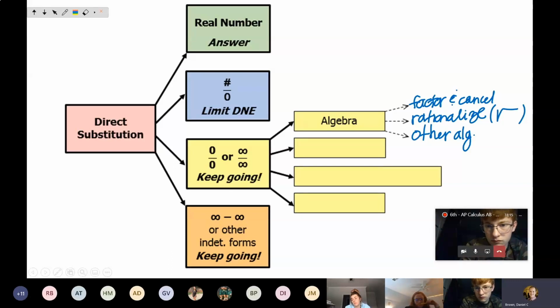Because the goal is we don't want to have 0 over 0. We want to either have a number over 0 or a real numbered answer, because 0 over 0 is something that is indeterminate. Questions so far?